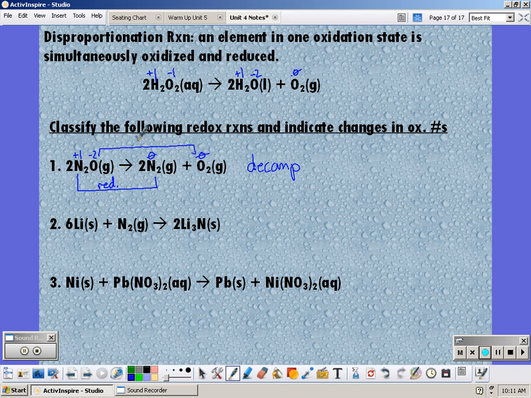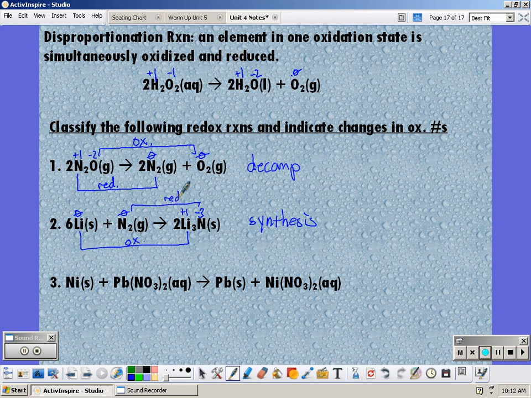In the second example, I'm starting with more than one substance, but ending with one substance. So that would be a synthesis. Lithium by itself is 0, nitrogen by itself is 0. Lithium would be a +1. There's 3 of those, so that's a total of +3, so my nitrogen has to be -3. So my lithium is being oxidized, and my nitrogen is being reduced.